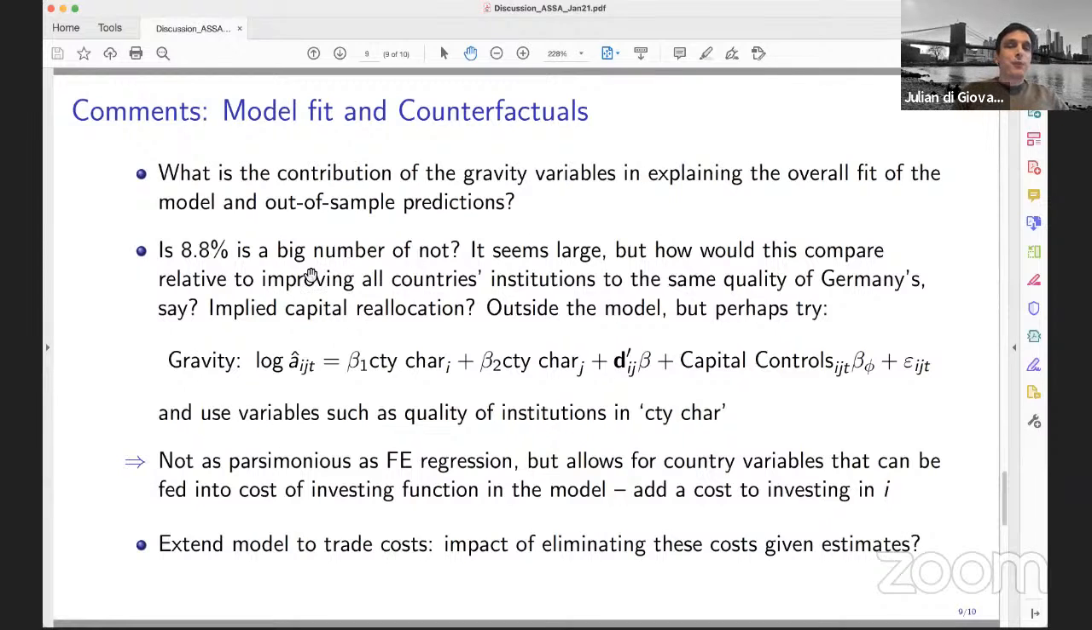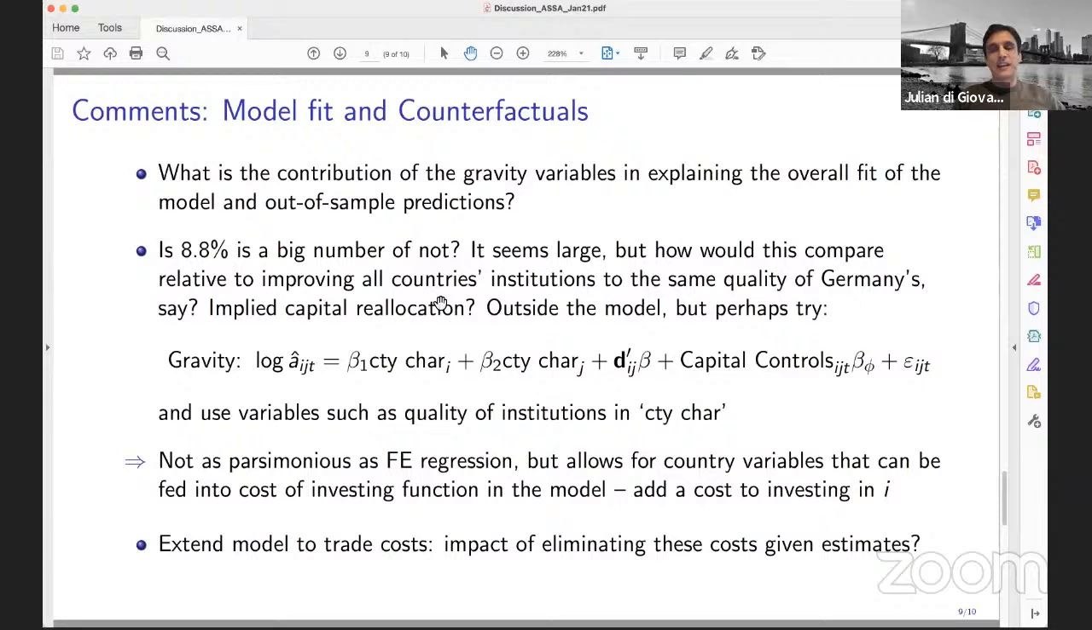Okay. Next, is 8.8% a big number or not? It really does seem quite large, but how would this compare, for example, relative to improving all countries' institutions to the same quality as Germany's? What would this imply about capital relocation? This is outside the model.